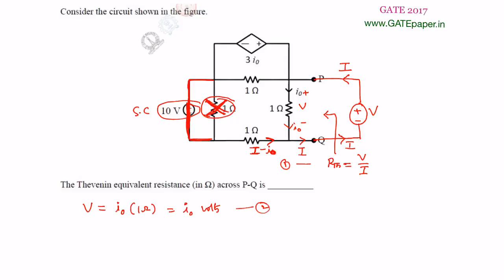If you take the opposite direction, then it is I naught minus capital I. Now I have chosen the current direction as this direction, which is the same as I, so I am writing it as capital I minus I naught. If I had chosen the opposite direction, then this must be I naught minus I.